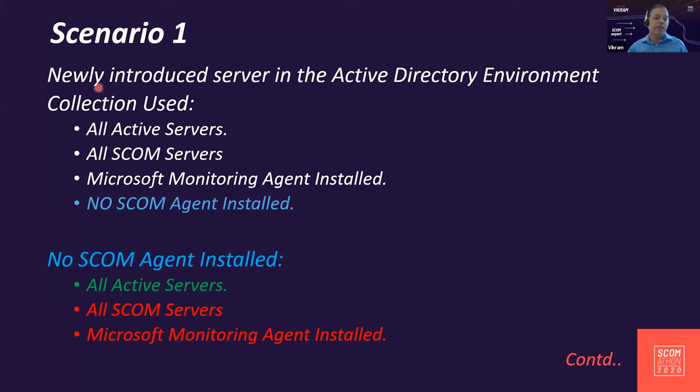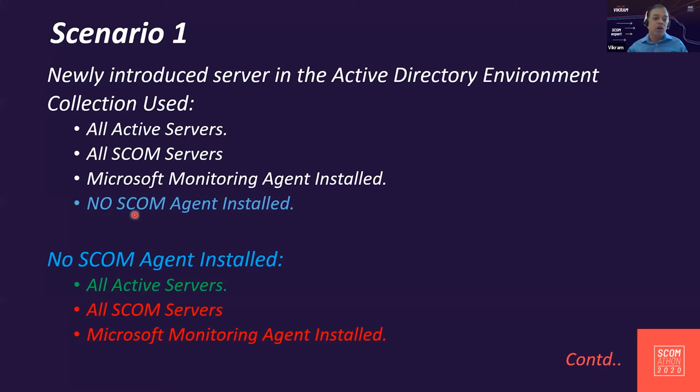The scenario fits newly introduced servers in an Active Directory environment, and I will assume that on that box, the SCOM agent is not installed. I will show how exactly I have put this into the picture, and I have chosen a different color coding. The different collections I have used are all servers, all SCOM servers, Microsoft Monitoring Agent installed collection, and no SCOM agent collection. These are the 4 collections. Based on that, I need to determine a criteria to find all the servers in my estate having no SCOM agent installed. Let's try to understand this logic.